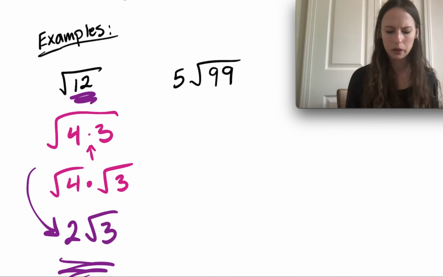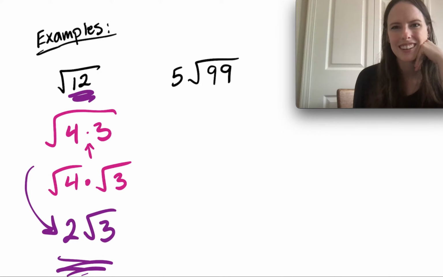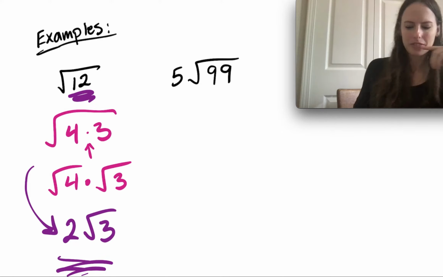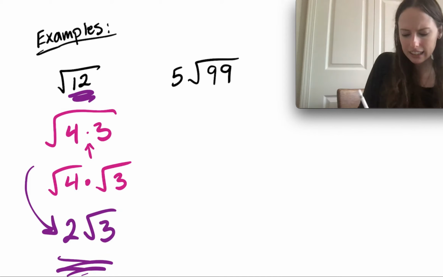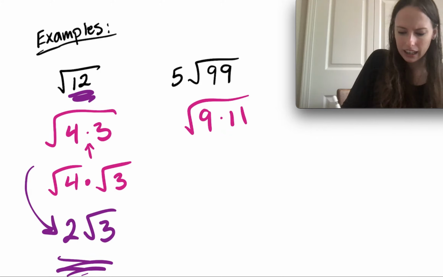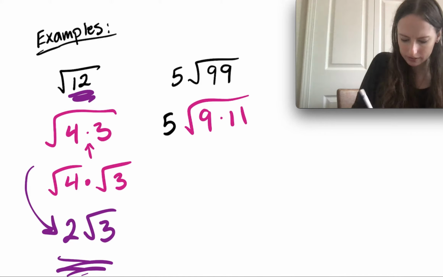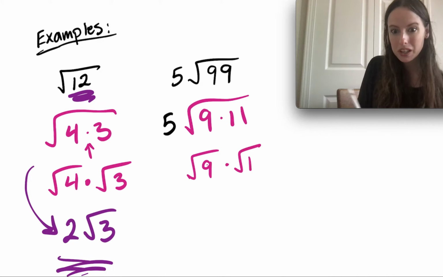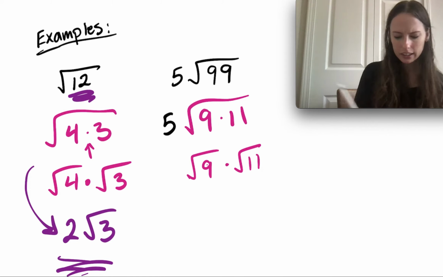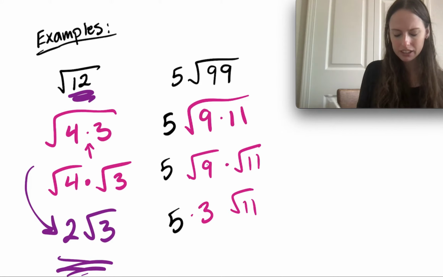Okay, so let's look at another one. We have 5 times root 99. So let's think, what would be a perfect square that goes into 99? Well, 9 goes into 99, and 9 is a perfect square. So 9 times 11 is 99, and we've also got this 5 out in front, so we'll keep writing that out in front there. So if I break this up, keeping my color coding, root 9 times root 11, the square root of 9 is 3. So now I have 5 times 3 root 11, and that 5 times 3 gives me 15.